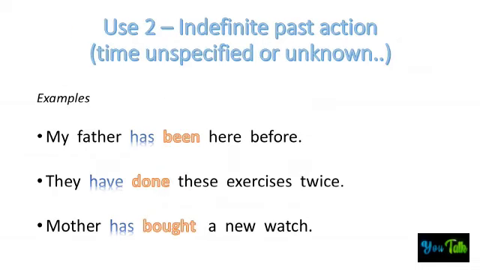The second use is for indefinite past action, when the time is unspecified or unknown. Examples: My father has been here before. They have done these exercises twice. Mother has bought a new watch.